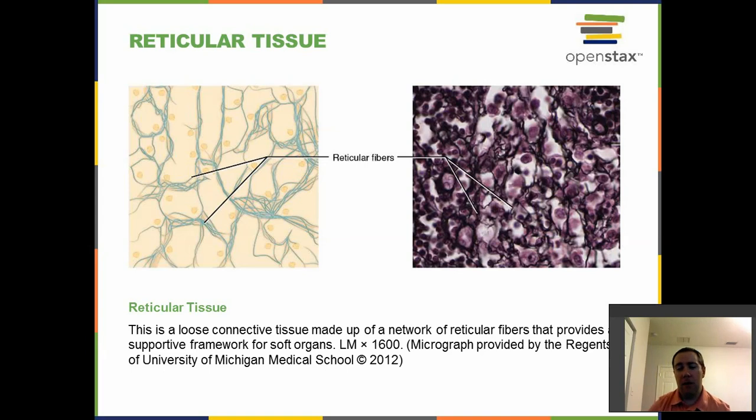There's quite a bit of it here. And so that's why reticular tissue is called a loose connective tissue. The purple that you're seeing are nuclei of cells. And then the black lines, if you look at them, they look like little black worms. Those are the reticular fibers. So reticular tissue has reticular fibers.